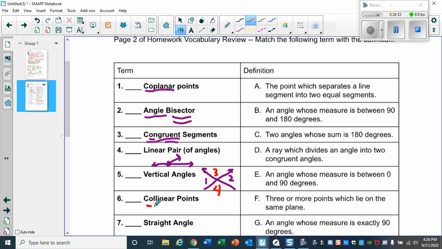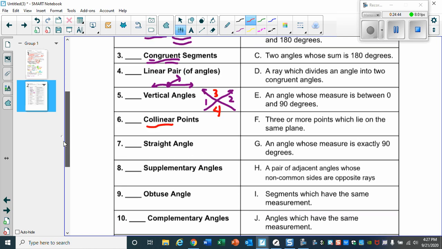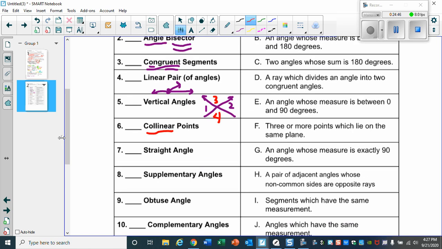Number 6, collinear. Again, go back to coworker. If it's collinear, that means what with those points? A straight angle. Similar to number 4, straight angle. Basically, 2 rays going in opposite directions to meet at an endpoint.